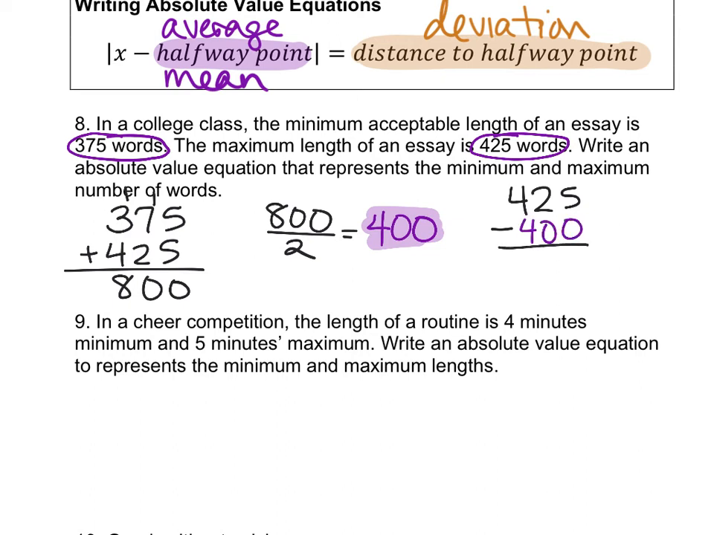What is 425 minus 400? That is my deviation. That's how far 425 is from the average. So I averaged them, that's the purple. I took the deviation, which was just subtracting the biggest from the average, and now I can write my equation. We would say that the equation is absolute value of x minus the average, 400, equal to the deviation, 25. That's it.